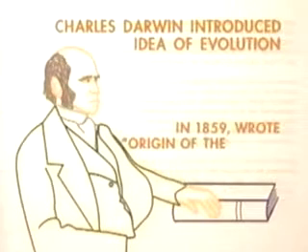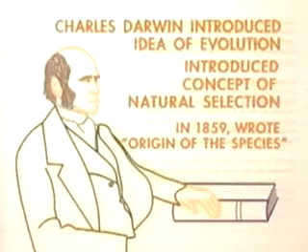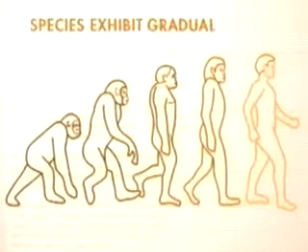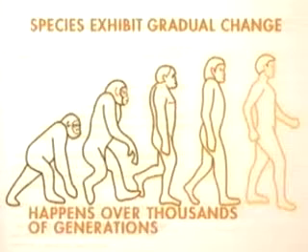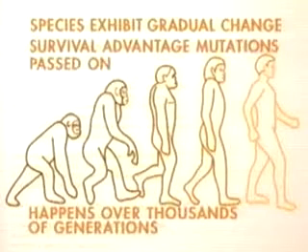About natural selection. In his book, Origin of the Species, Charles Darwin introduced the theory of evolution by natural selection, a process through which species exhibit gradual change caused by mutations over thousands of generations. If these changes create a survival disadvantage, they will eventually be selected out. If they provide a survival advantage for the organism, they will be passed on.